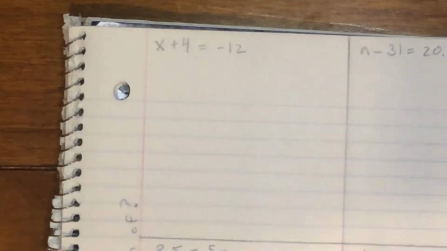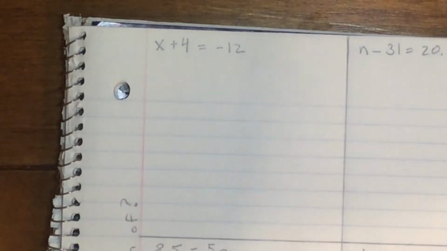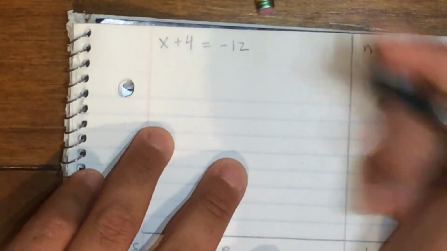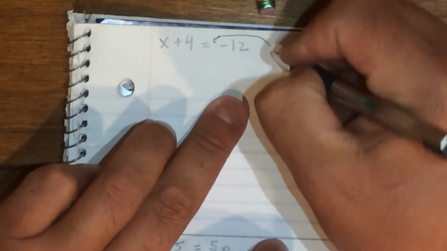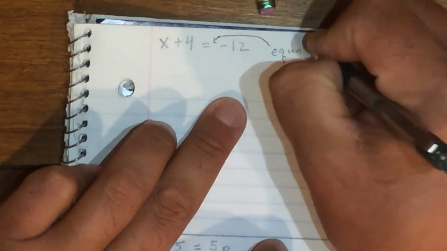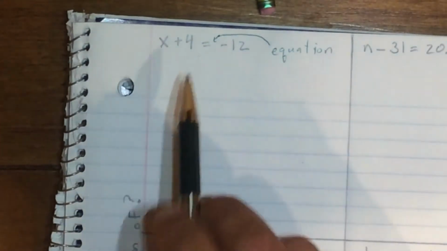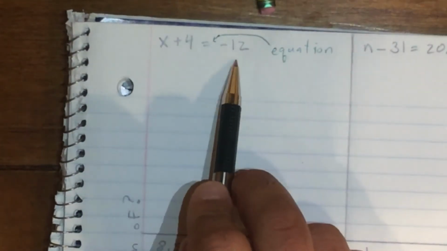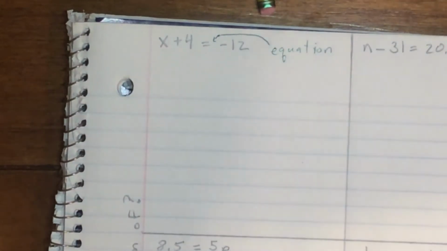All right, so for this one we have x plus 4 is equal to negative 12. It's a pretty simple one-step equation, and we can tell it's an equation because it has an equal sign here, because of the equal sign. This equal sign basically means that this side is going to be equal to this side. So we've got to figure out the operations we need in order for that to be true.